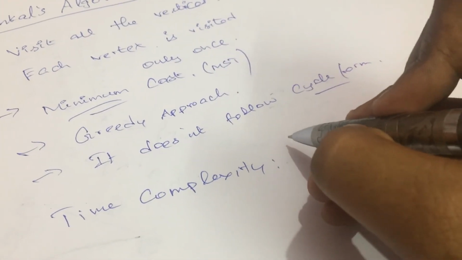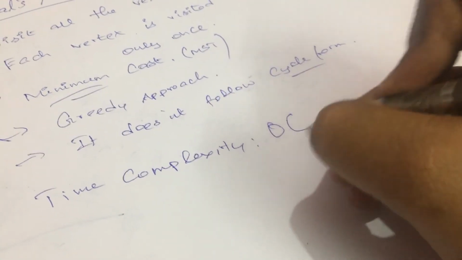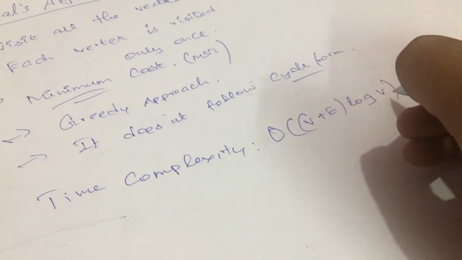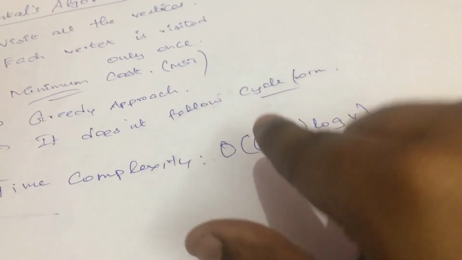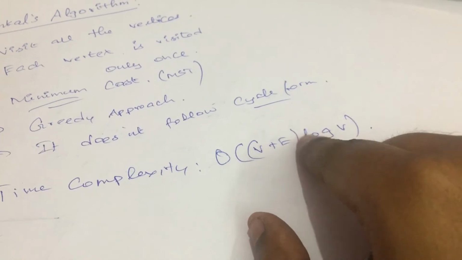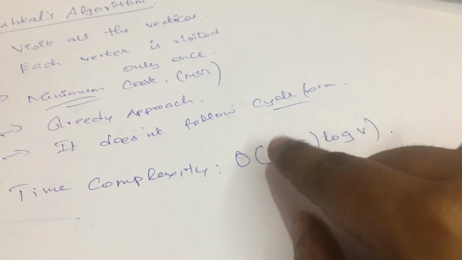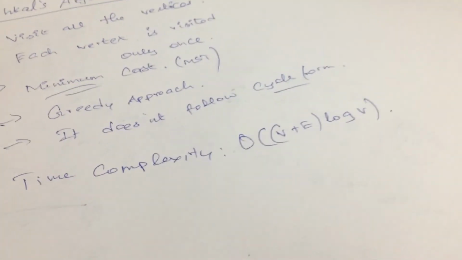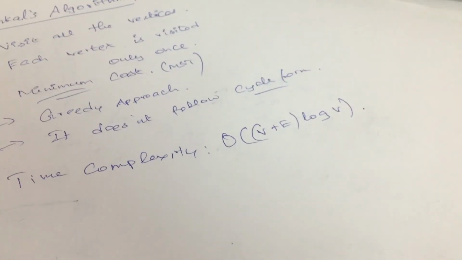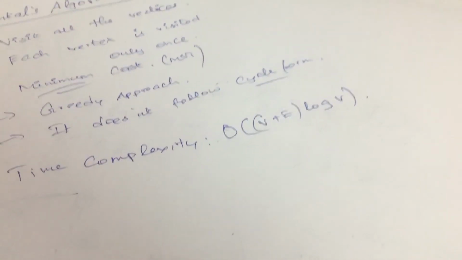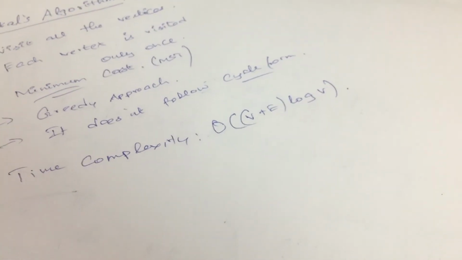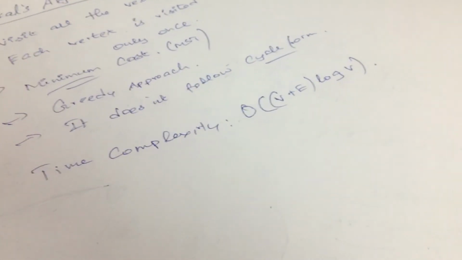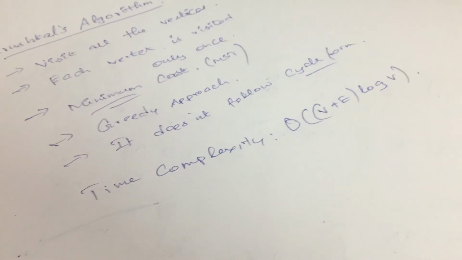Next, we need to know about the time complexity. The time complexity for the entire graph is going to be O of V plus E into log of V, that is, the total number of vertices plus the total number of edges, times log of V. It is somewhat near n log n, closer to n log n, but still lesser than n square. That is why we prefer Kruskal's algorithm.